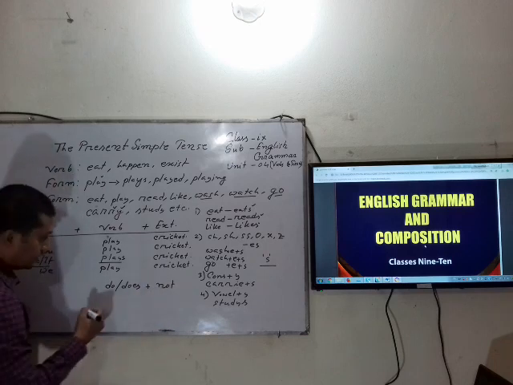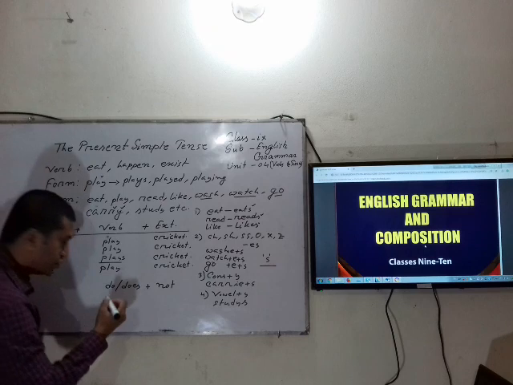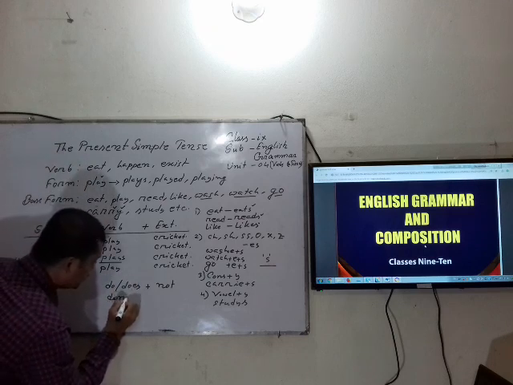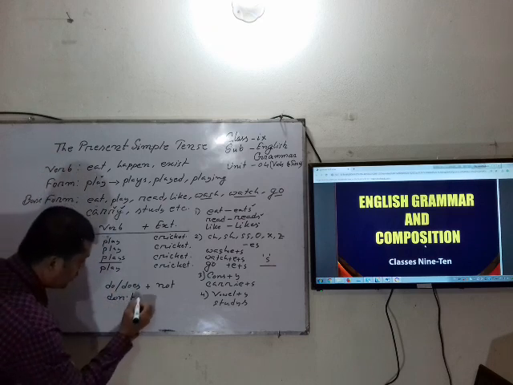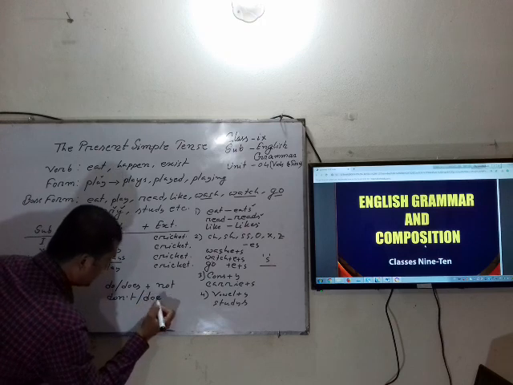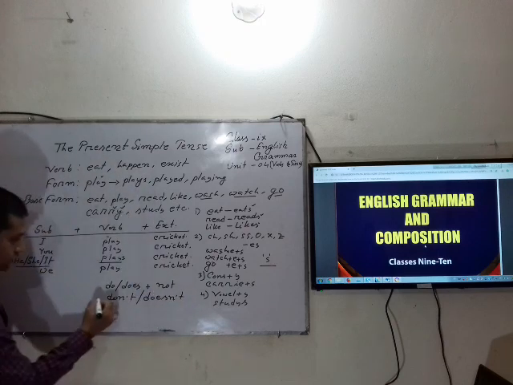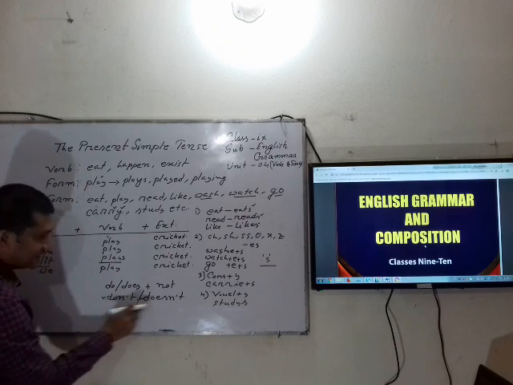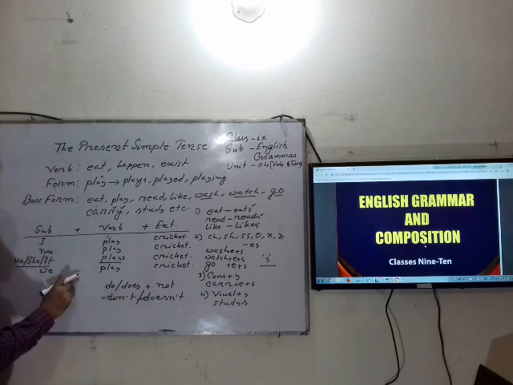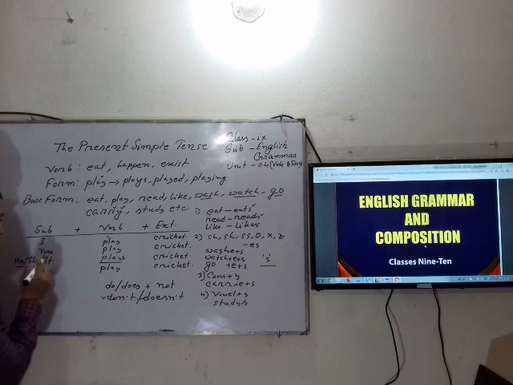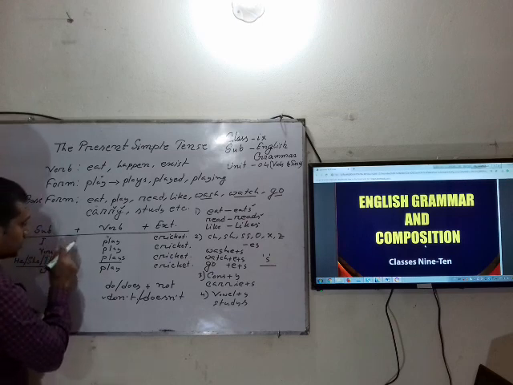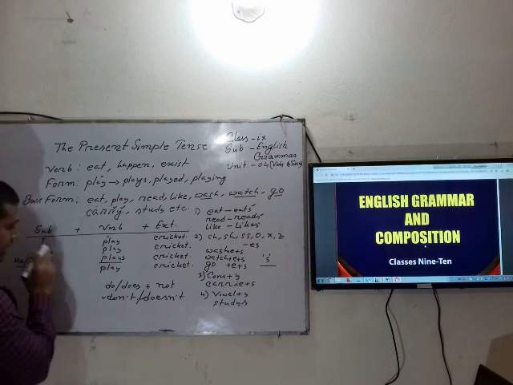Do not can be shortened to don't, or does not abbreviated to doesn't. We can use this word to form the present simple tense negative. So let's practice.